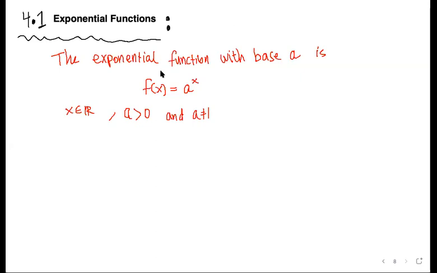Let me give you examples of exponential functions, for example f of x equal 2 to the power x, or f of x equal 7 to the power x. This is an exponential function. The 2 here is the base. The 7 is the base. It's called the base.